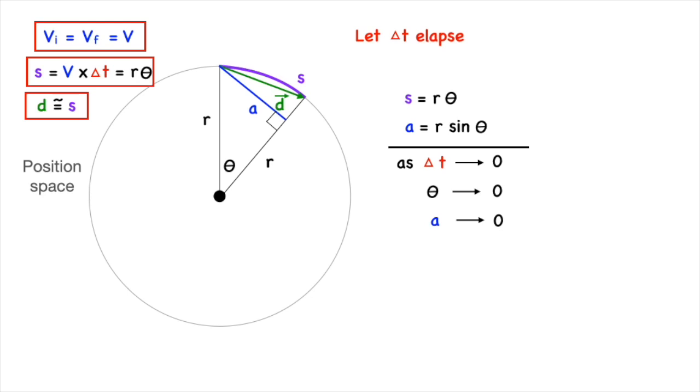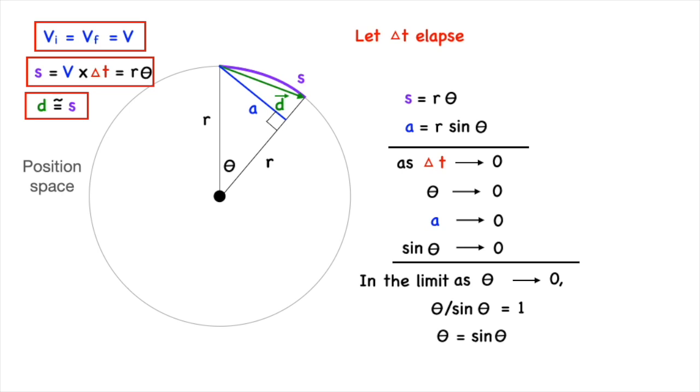Now, obviously, as delta t goes to 0, theta goes to 0 and A goes to 0. And if A goes to 0, then sine theta must go to 0. The question is, what is the ratio of theta to sine theta as delta t goes to 0? The answer is this. In the limit as theta goes to 0, the ratio of theta to sine theta equals 1, or in other words, theta equals sine theta.